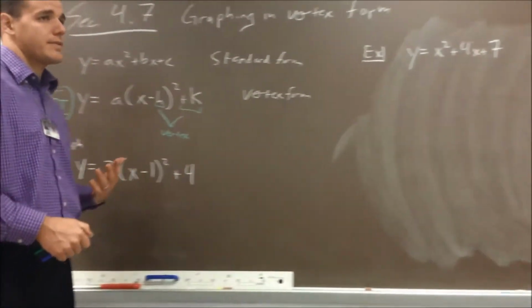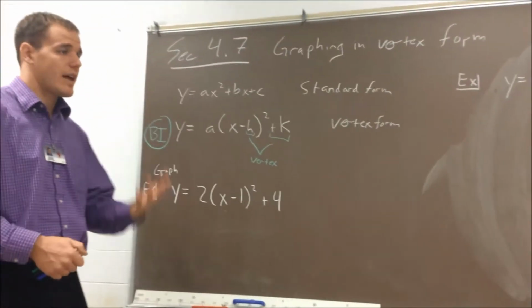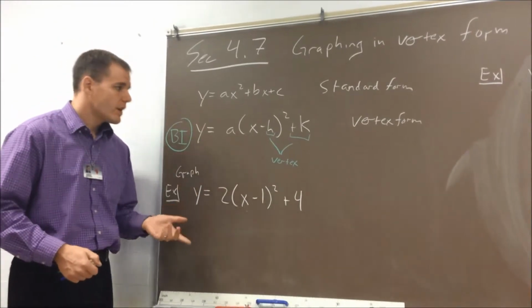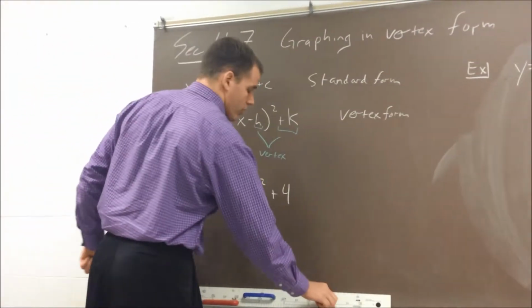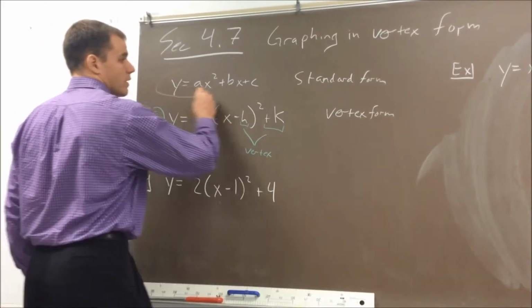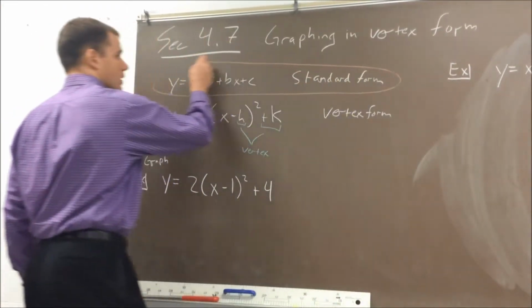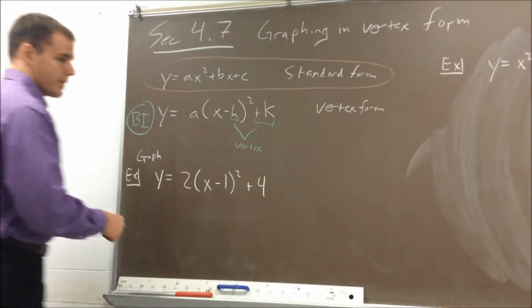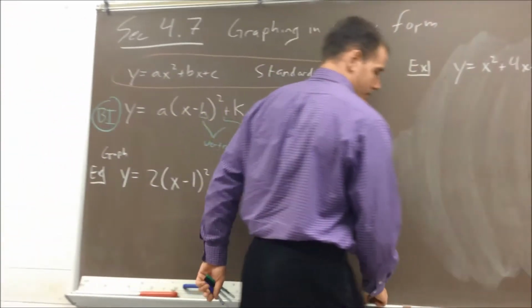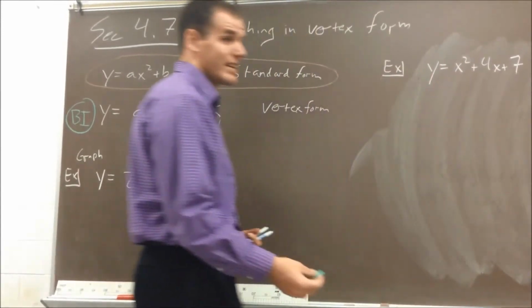We've also graphed problems like we do with absolute values where you just shift it. That's kind of what we're going to be doing today. So standard form, we've already learned how to graph that. Today, though, we're going to be graphing in vertex form and figure out how to get it into vertex form.